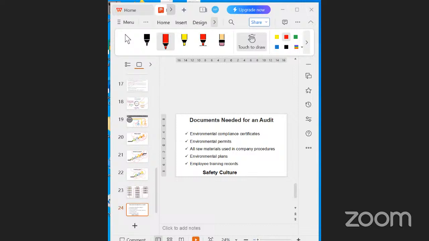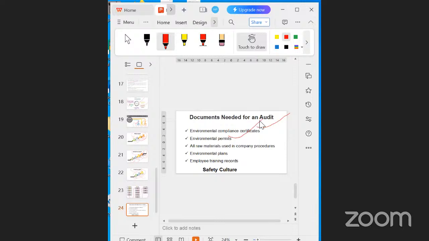Additionally, companies may need to submit the following documents: environmental compliance certificates and environmental permits, all raw materials used in company procedures, environmental plans, and employee training records. Coming up with all these documents is challenging enough, and gathering the documents is only the start of the audit. Modern companies need to incorporate different tools to make it much easier to conduct these audits.